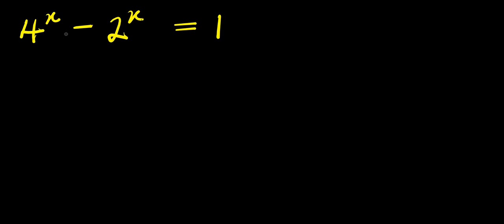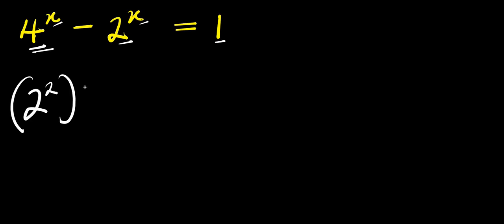Hello, how to solve this exponential problem? This is 4 to the power of x minus 2 to the power of x equals 1. We are solving for all values of x that satisfy this equation. So we have 4 to the power of x, and we can easily express this as 2 to the power of 2, which is 4, raised to the power of x, minus 2 to the power of x, and this equals 1.